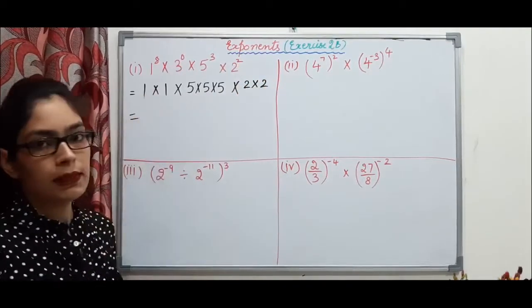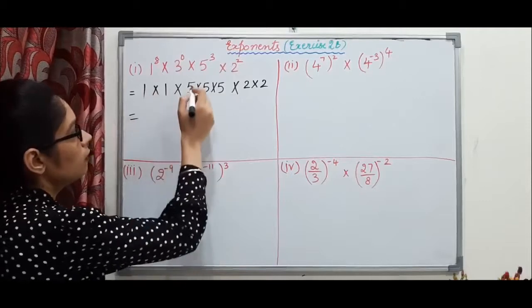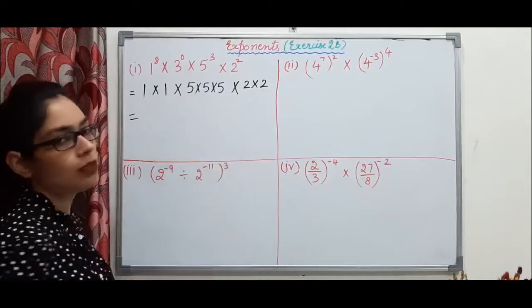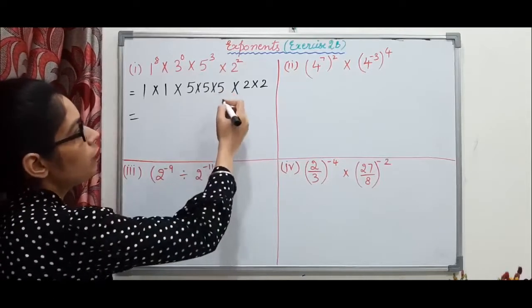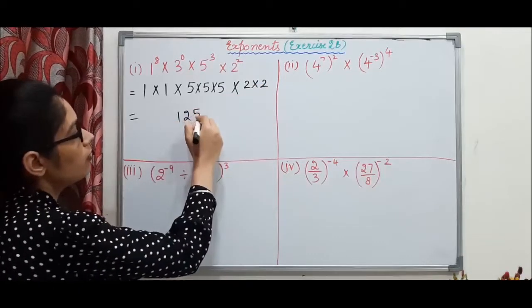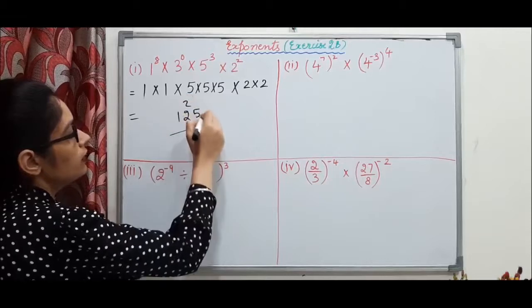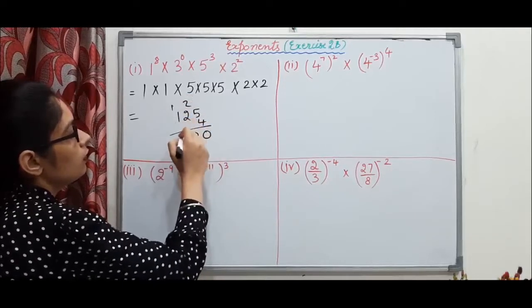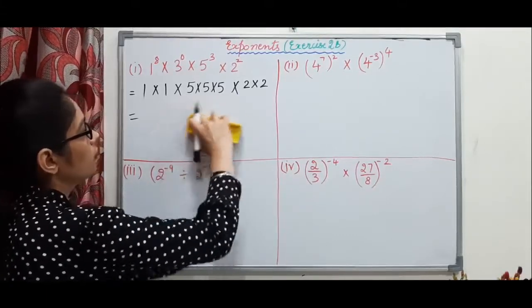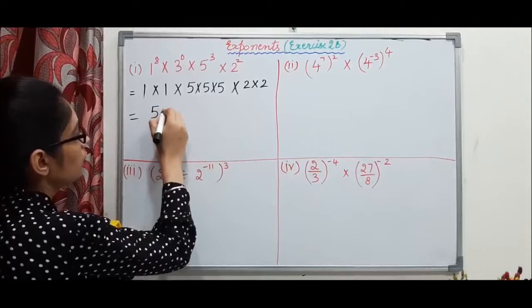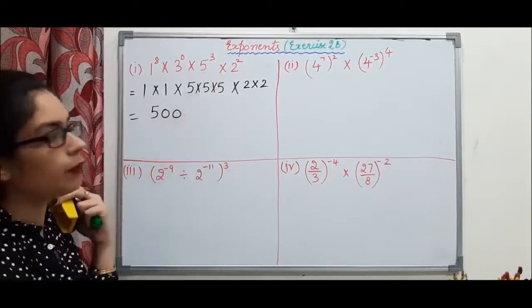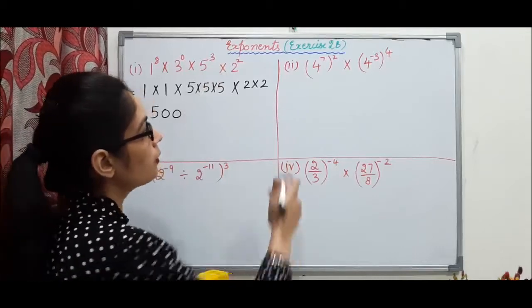Now we can do the multiplication. 1 into 1 is 1, 1 into 5 is 5, 5 into 5 is 25, 25 into 5 is 125, and 2 into 2 is 4. So 125 into 4 we can multiply, and it is equal to 500. So 500 is the answer of the first one. Now let's do the second part.